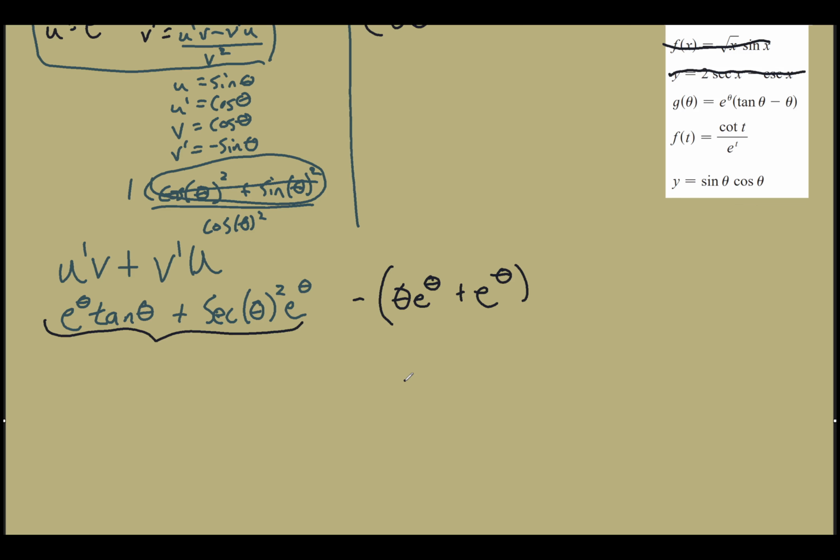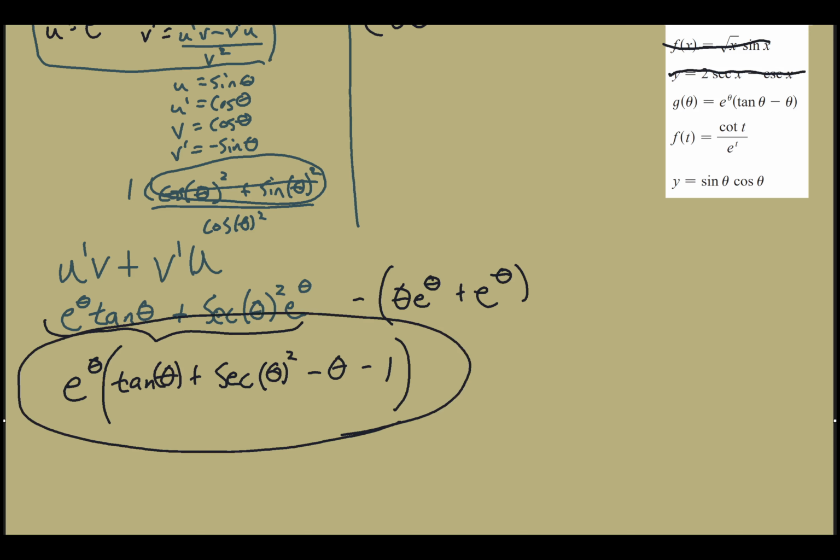Well, some of this is obvious, right? We can definitely take the e to the theta out. And then we have tangent theta plus, your teacher may write it as secant squared theta, but you know me, and I hate that. Because why would we put the exponent in the middle of your function notation? It makes no sense. I put it out here. Tell your teacher to call me if they have a problem with it. And this would be a minus theta minus 1. That is probably the most condensed version of the answer you can get for the derivative here.